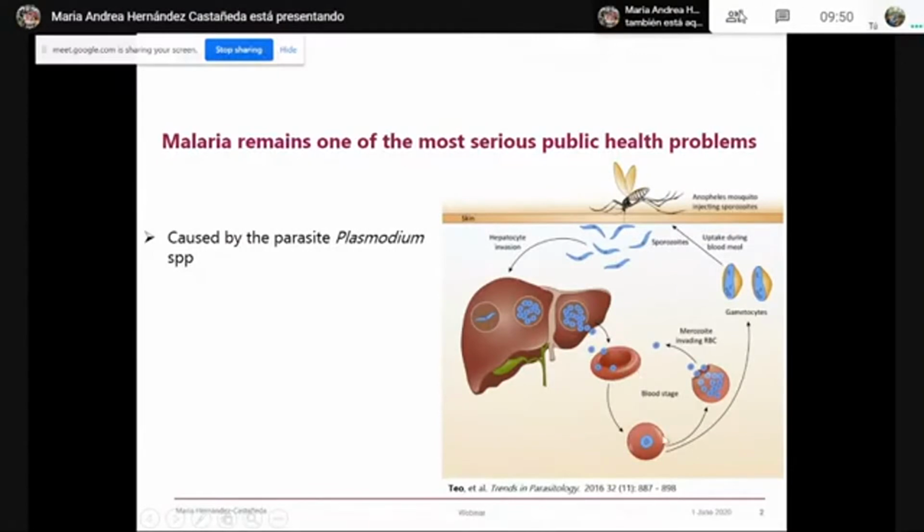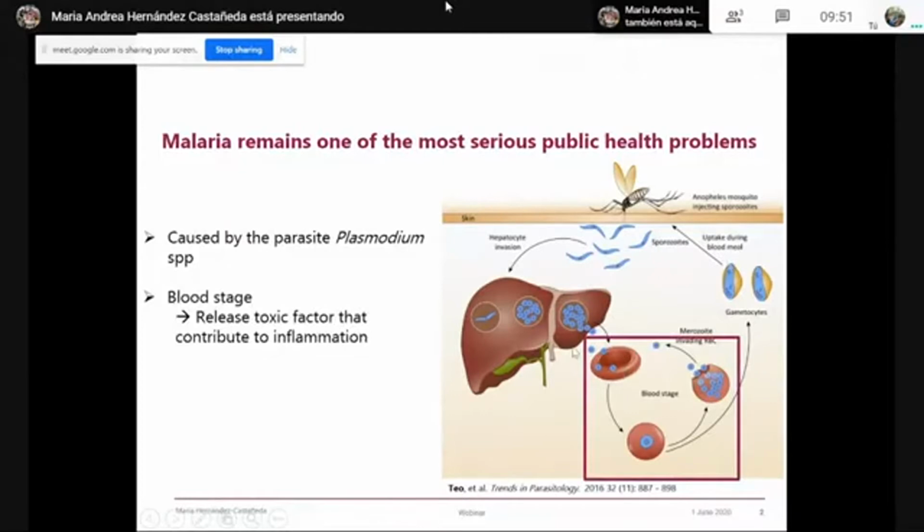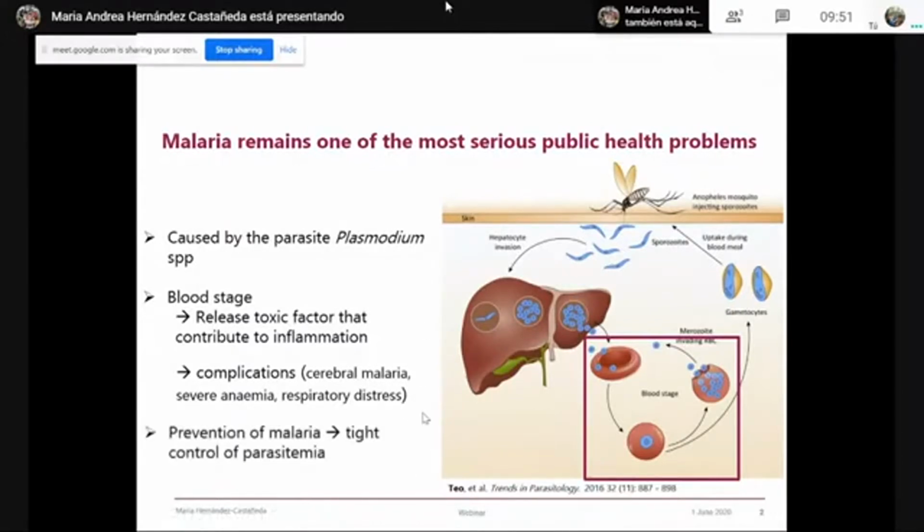Then within the erythrocytes, these merozoites also mature and rupture and release thousands of merozoites again, which infect new red blood cells. Some of these differentiate into gametocytes, which are then taken up by a new mosquito during a blood meal. It's during this blood stage that the parasite releases toxic factors that contribute to inflammation, and the complications of the disease arise, characterized by symptoms such as severe anemia, respiratory distress, metabolic acidosis, and the most fatal, cerebral malaria. Therefore, to prevent severe malaria, tight control of the parasitemia is essential.